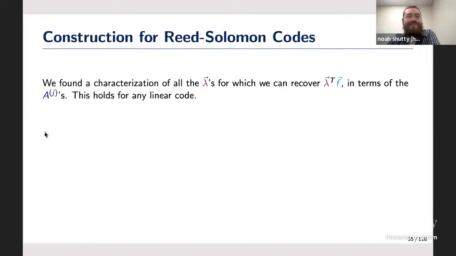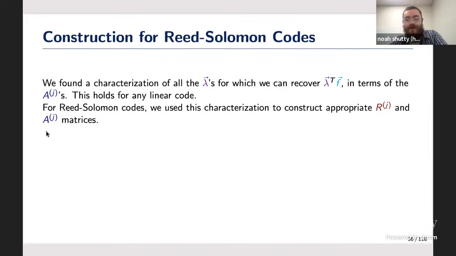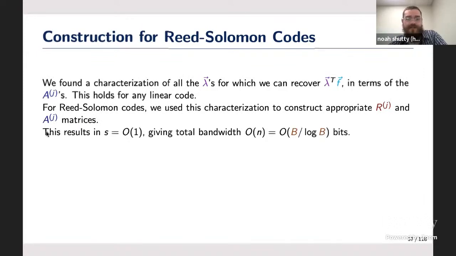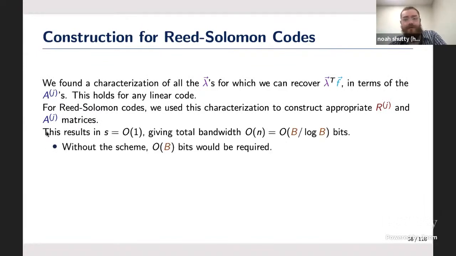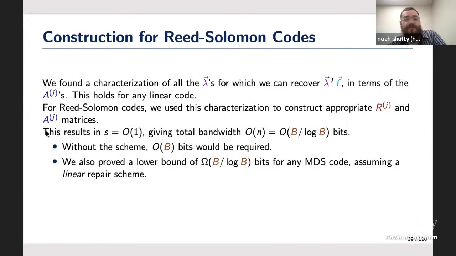Sure, thanks. So the characterization tells you which things you can recover, which lambdas, in terms of the row spans of the A_j's. And then we can work backwards from Reed-Solomon codes to find the R_j's and A_j's. And we end up with B over log B bits. And this turns out to be optimal if you assume a linear repair scheme.